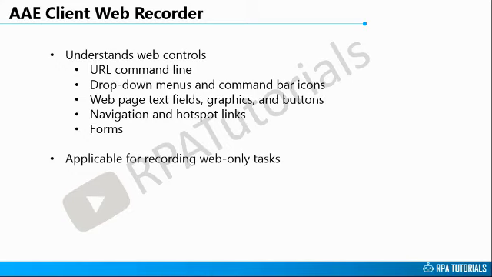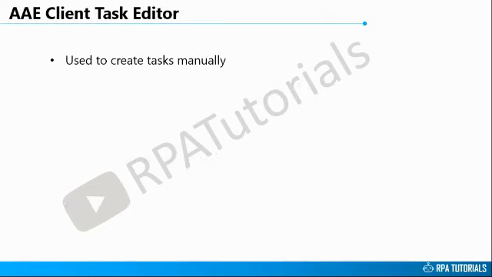Unlike screen recorder, if website controls on a page move location, the web recorder can locate the correct controls and adjust the task to run without error. If the properties of the web controls change, the automation task can be updated to ensure that the task runs successfully. The task editor is used to create tasks manually.